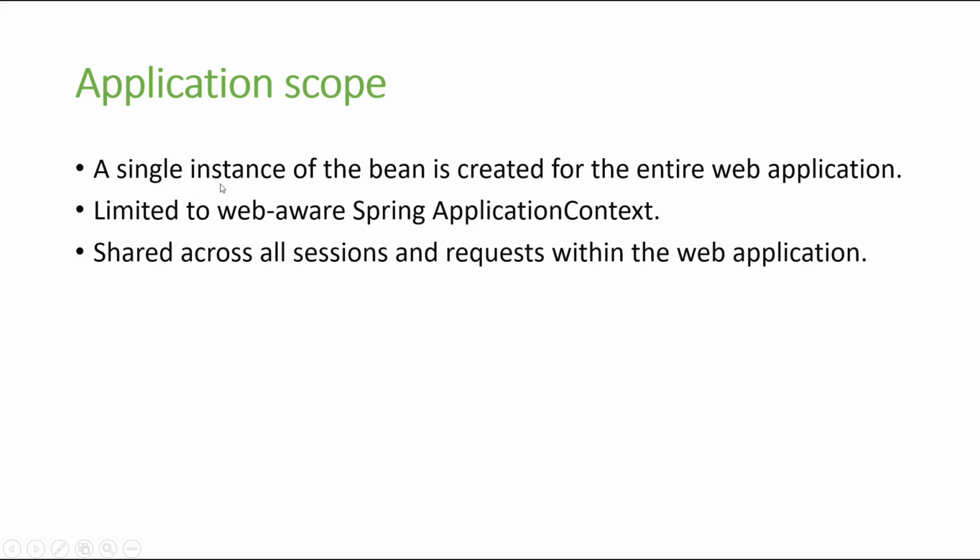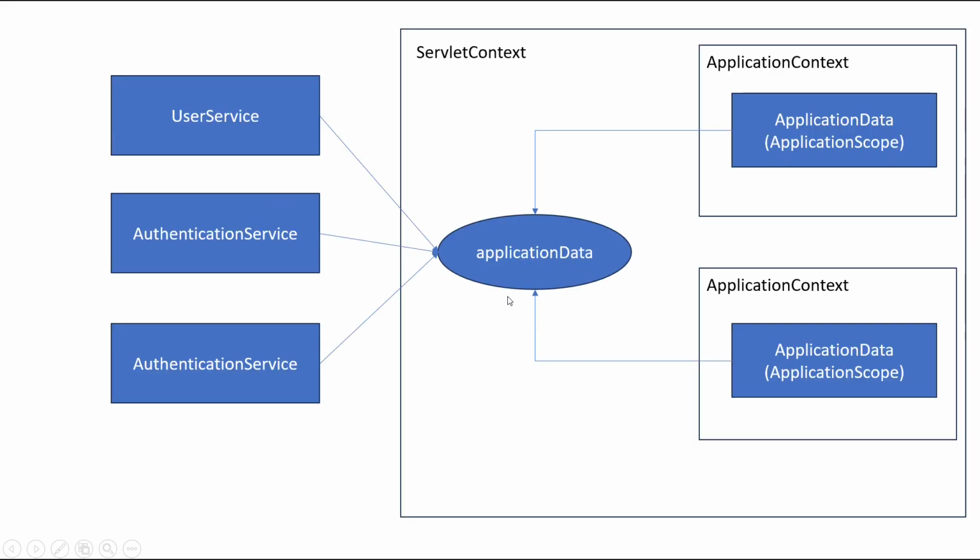What does it mean? When you say a single instance of the bean is created for the entire web application, even singleton is a single instance only, right? Singleton class also is a single instance only. It will be available for the entire web application, right? But what about this application scope? Even application scope is a single instance. It will be available for the entire web application. So what is the difference between these two? We will understand anyway. Basically, application scope, what will happen is, if you look at this diagram, I have a servlet context.